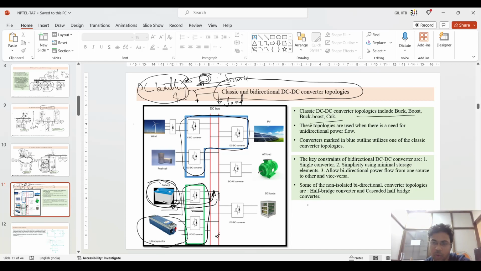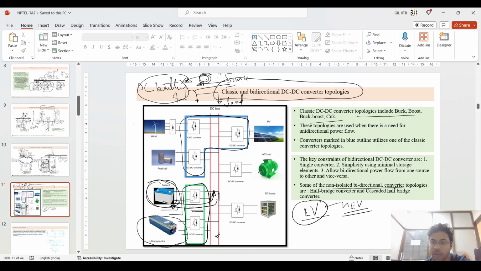So this topology is very prominent nowadays. If you see the high voltage electric vehicles, which are prominent in our automotive industry currently, that is also utilizing the HEV, hybrid EV systems, with high voltage batteries.